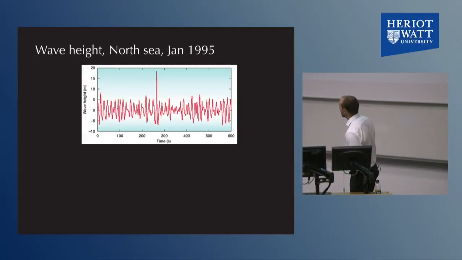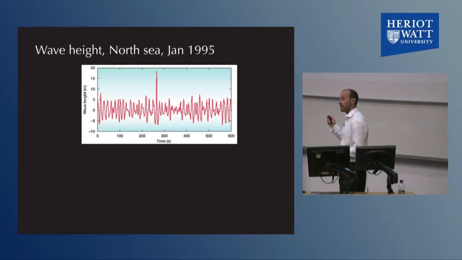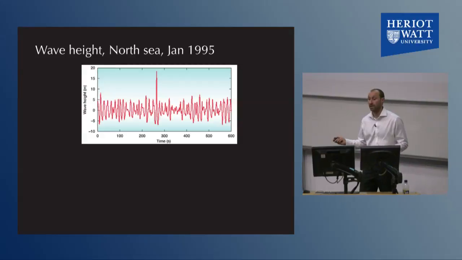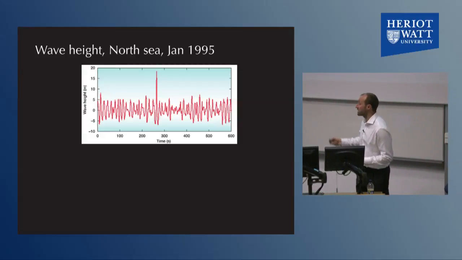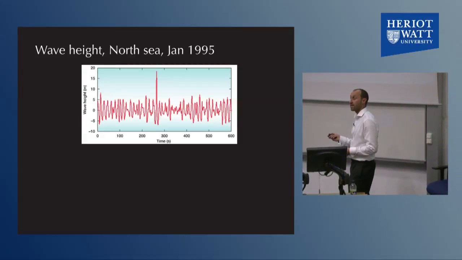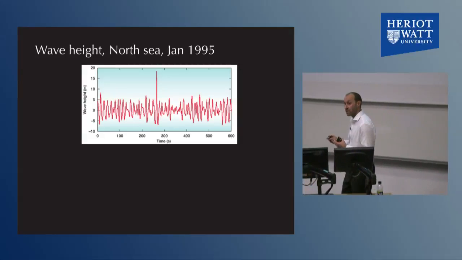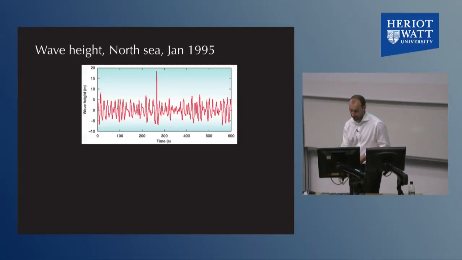And this is precisely an example. Actually, this was the first ever direct measurement of a rogue wave. Until 1995, scientists didn't even believe they existed. It was thought that they were just sailors' legends.